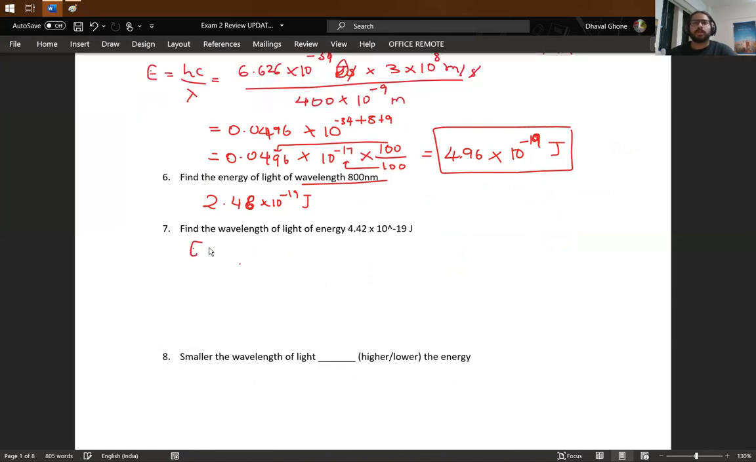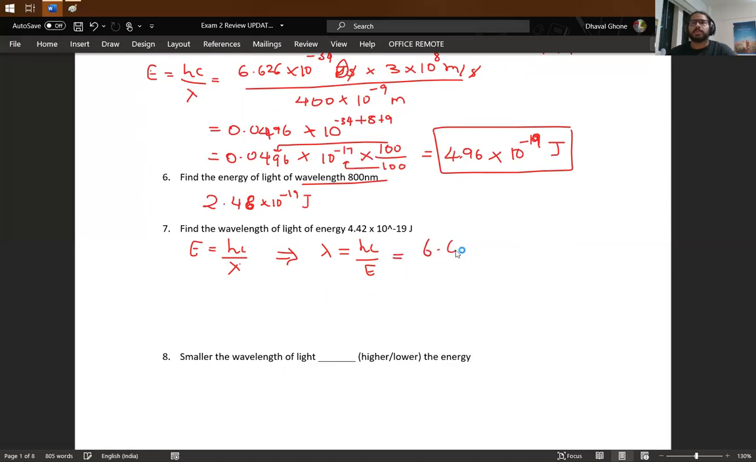We use the same formula, E equals hc over lambda. I'm gonna rearrange this to get it in the form of lambda equals hc over E. To do this, all you do is multiply both sides by lambda and divide both sides by E. So the E cancels off here and what's left is lambda. And the lambda cancels off here, what's left is E. And then in this form, all you do is plug numbers in.